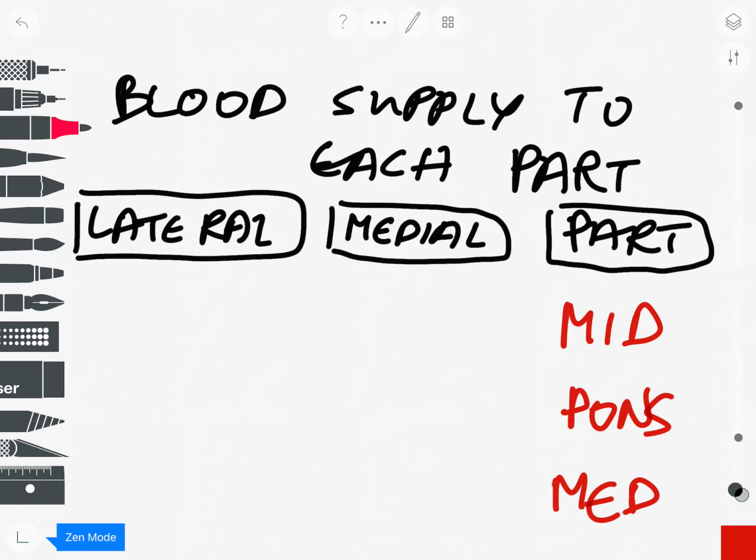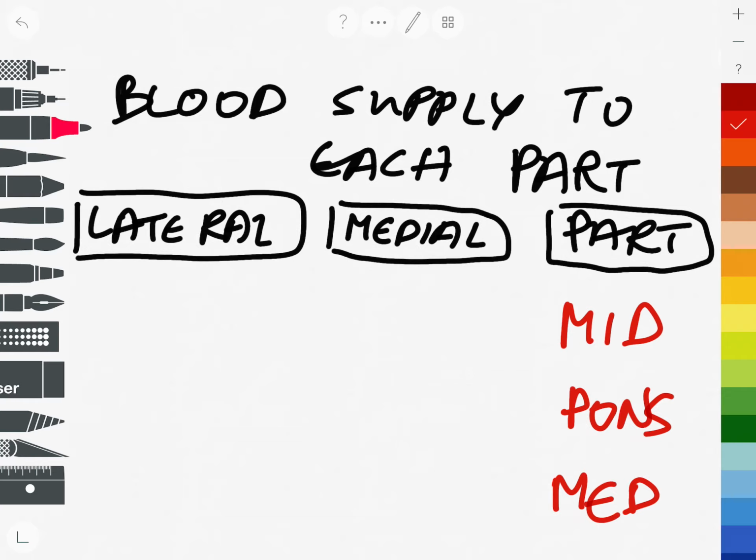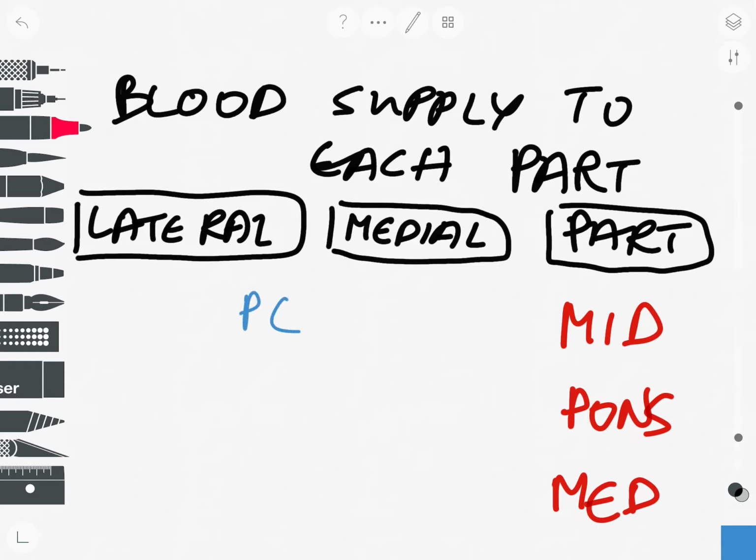And last but not the least, let's have a look at the blood supplies to each part of the brainstem. First, I've divided them into the midbrain, pons, and medulla to help us with remembering them. Let's start with the midbrain. The midbrain is supplied by the posterior cerebral artery. Don't get this confused with the cerebellar artery. This supplies the cerebral hemispheres, not the cerebellum. So that's dealt with. Next you have the pons.